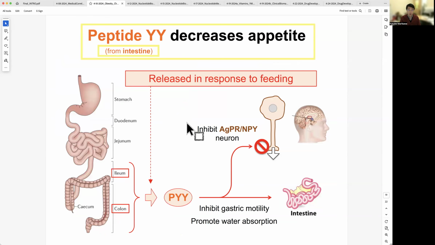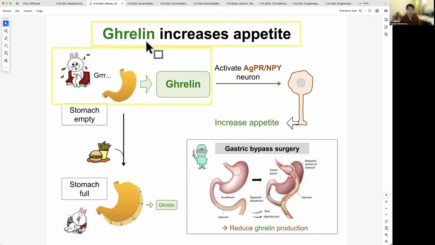Okay. Next hormone that controls appetite, in this case decreases appetite, is peptide YY, produced by the intestine. That's the extent of information you need to know. Peptide YY is produced by the intestine and decreases appetite. And number 3, ghrelin increases appetite.